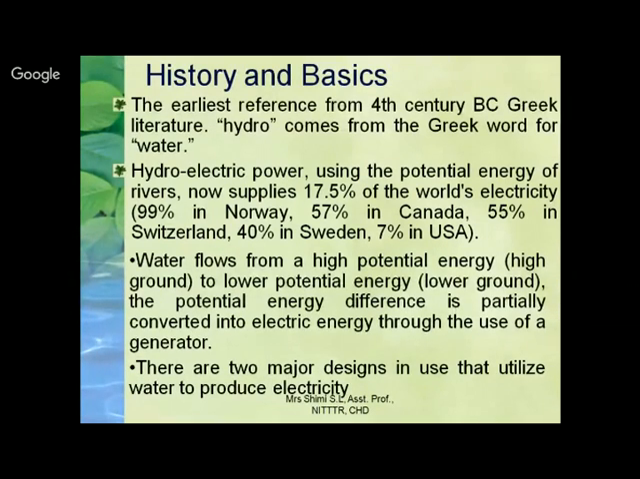So 17.5% of the world's electricity is generated by hydroelectric power, and this is 2013 data. 99% in Norway, 57% in Canada, 55% in Switzerland, 40% in Sweden, and 7% in USA. Even in India, we are also dependent on hydro. As you know, we have dams where water is stored at higher potential, and it is made to flow through the penstocks.